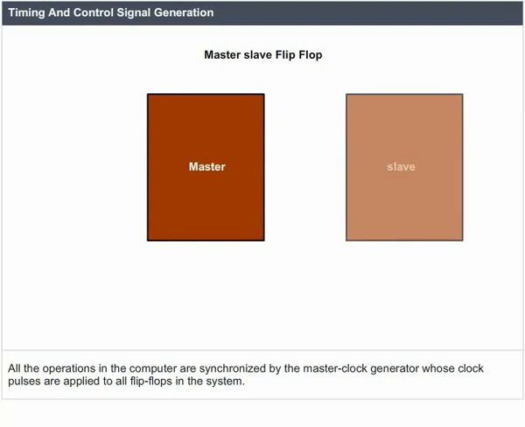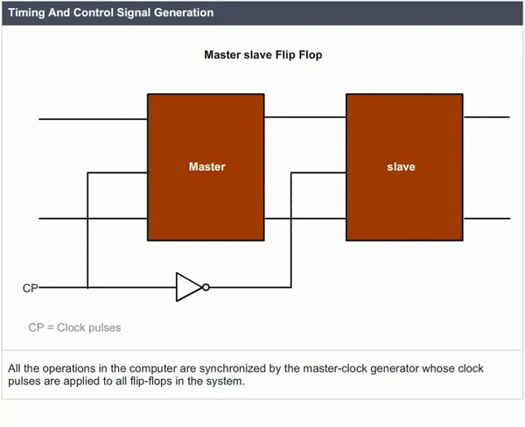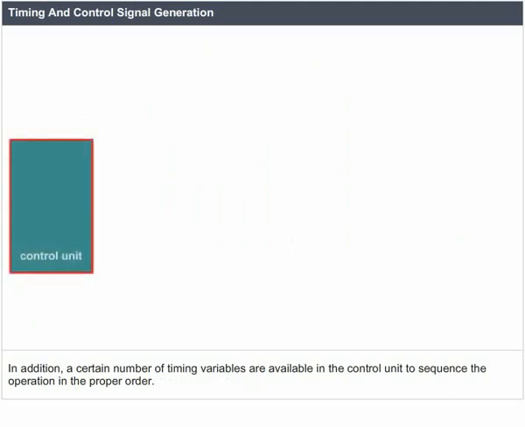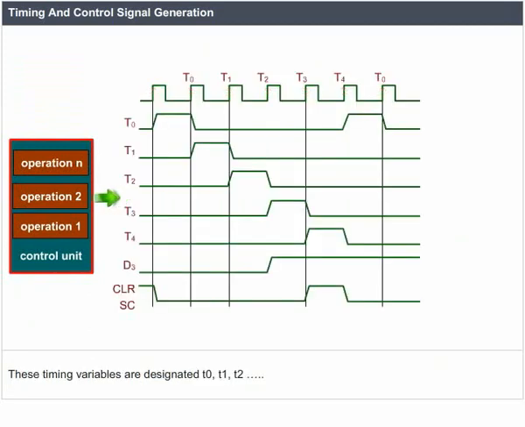Timing and control signal generation. All the operations in the computer are synchronized by the master clock generator, whose clock pulses are applied to all flip-flops in the system. In addition, a certain number of timing variables are available in the control unit to sequence the operations in the proper order. These timing variables are designated T0, T1, T2, and so on. The clock pulses occur once every microsecond, µs. Each timing variable is 1 µs long and occurs once every cycle.